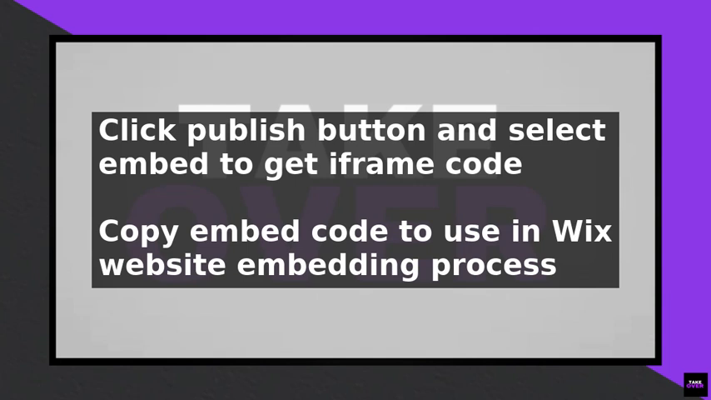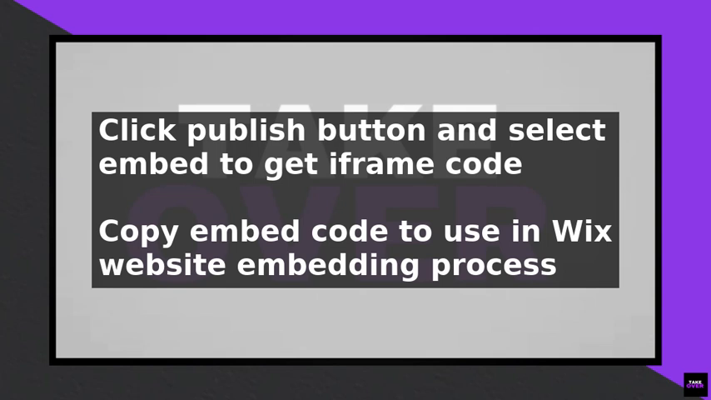Next, log into your Wix account and navigate to the page where you want to add the form. Click on the Add button and select More from the drop-down menu. Then click on Embed a Site. Paste the Jotform embed code into the Embed a Site window and click Apply.